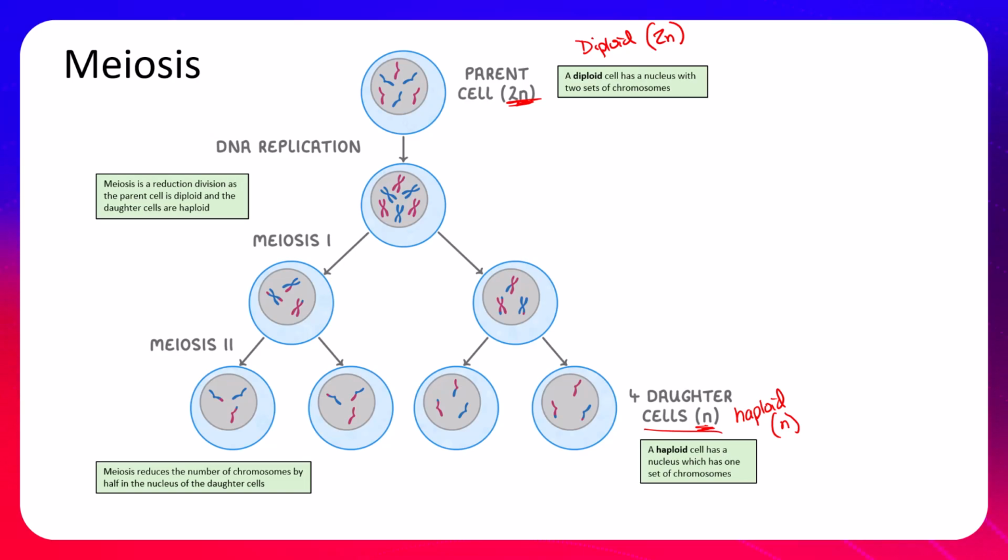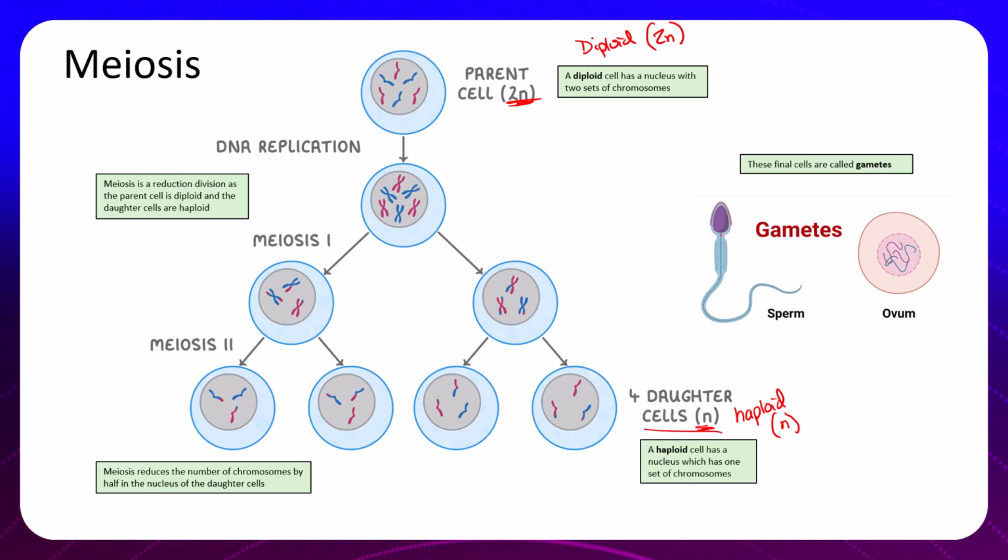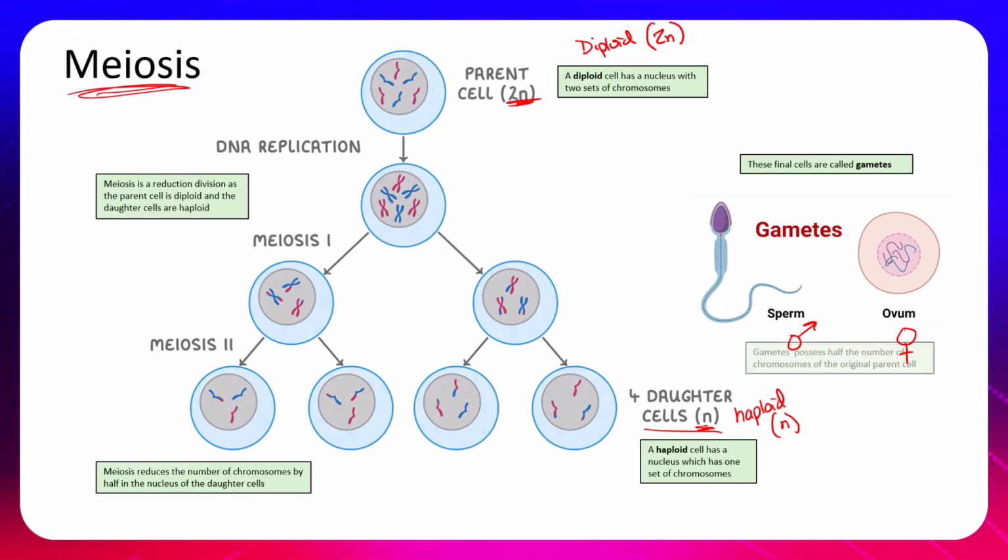Meiosis reduces the number of chromosomes by half in the nucleus of the daughter cells. And the whole reason we have to reduce the number of chromosomes is meiosis is all about producing gametes. And these final cells are called gametes. Now, sperm cells are the gametes that are made in males, and ovum or egg cells are the gametes that are made in females. Both gametes are different. They're different sizes, they're made for different reasons, but they both are made via meiosis, which is an important point to make when we talk holistically about meiosis.